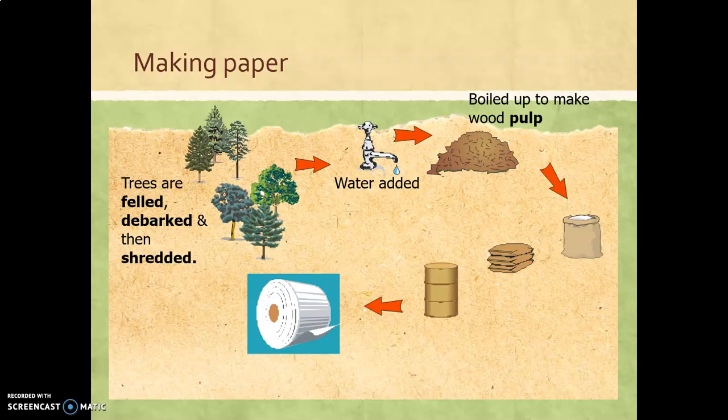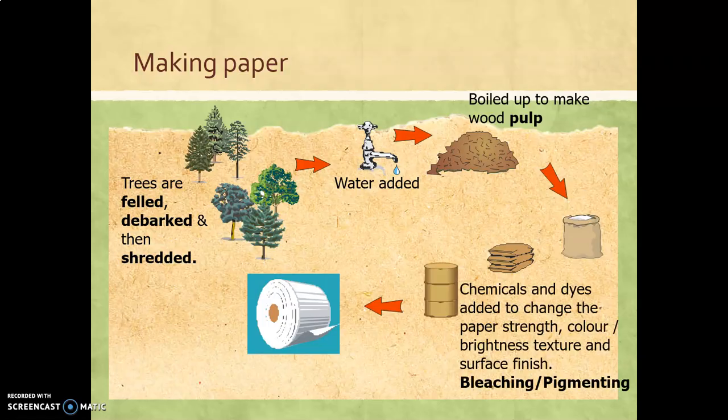Now we need to go from a brown mass of wood pulp into something that we can turn into white, beautiful paper. Well, how do we do that? Well, of course we need to add chemicals and dyes. So if we want to change the colour, we want to whiten it, we want to bleach it. We might also want to change the texture, the surface finish as well. We might want to change the paper strength and maybe add pigment, so pigmenting. That would make it a coloured paper, like the stuff we have in school.